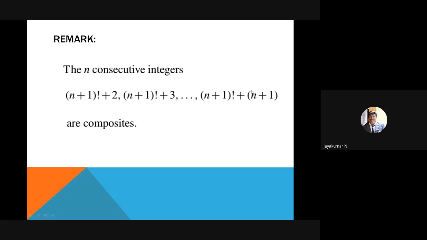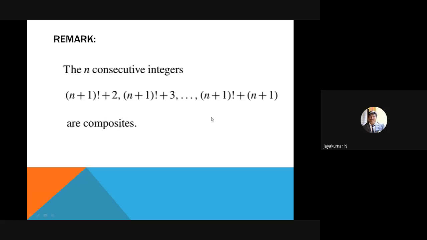Start with +2, end with n+1. Don't forget. In all the terms, (n+1)! is common. So if you need n consecutive integers, the formula is (n+1)! + 2 up to (n+1)! + (n+1). Suppose I want 10 consecutive integers, I start with 11! + 2, then 11! + 3, and so on, and end with 11! + 11. When you check, all these 10 numbers are composite. All n numbers are consecutive composite numbers.